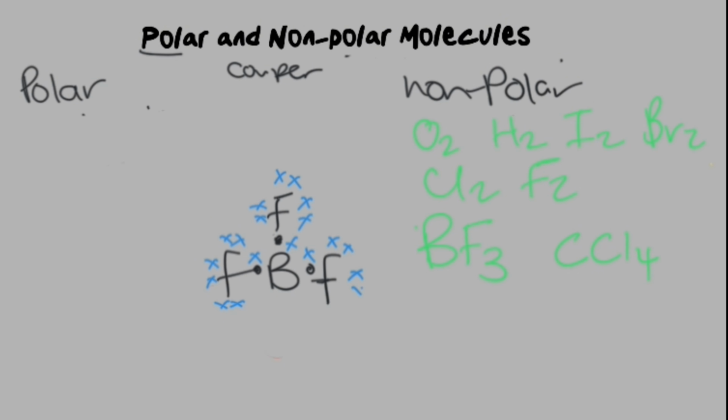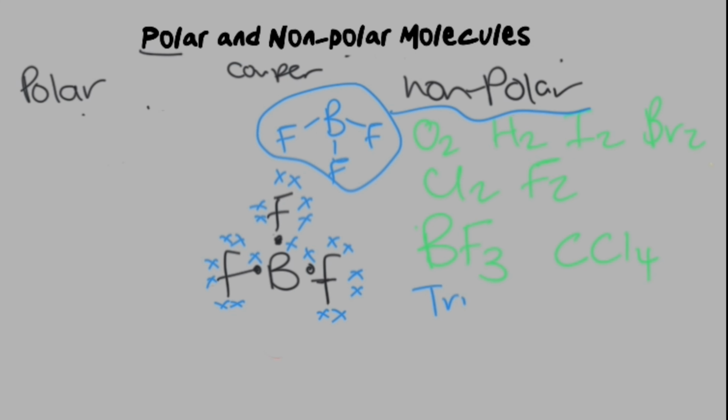And then I will use this to explain how non-polar molecules form. Now, I've drawn it for you in a Cooper model. It's easier to see the molecular shape like this. So this shape is known as trigonal planar, and it's in the name, right?